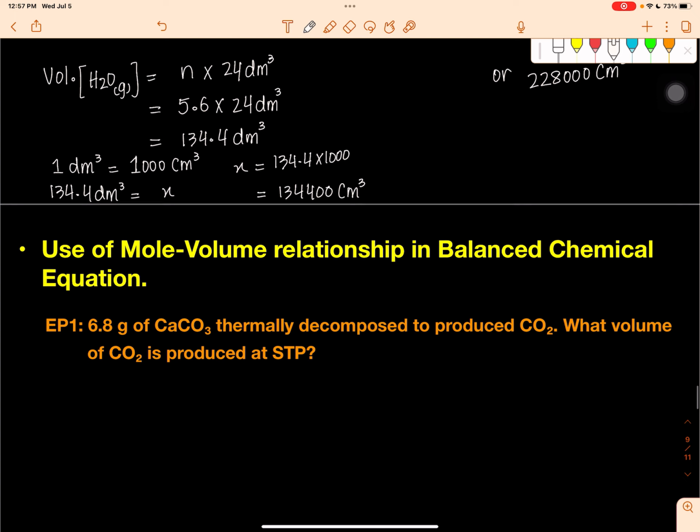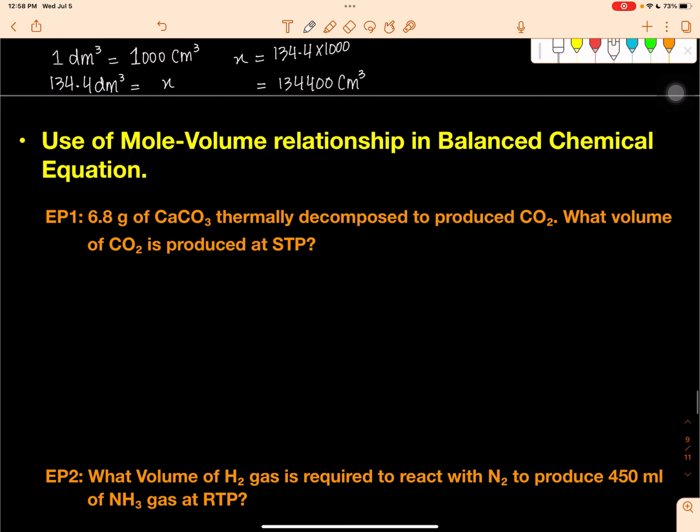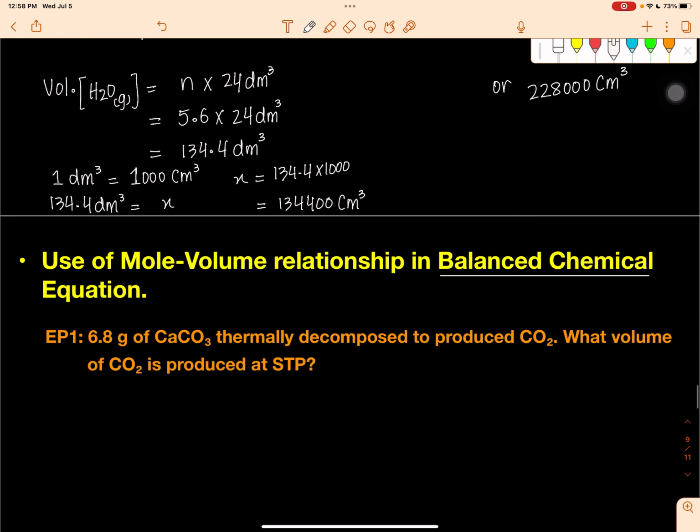Now let's move on to the second learning objective of this lesson, and that is the use of the mole-volume relationship and balanced chemical equation. So we have a balanced chemical equation. This means that some reaction is happening, and in that reaction there is production of a gas. We are going to apply stoichiometry here. We will find out what number of moles of carbon dioxide, or of gas, would be produced here. And when we have the number of moles of the gas produced, we can find out what volume of that gas is produced using the above relationship.